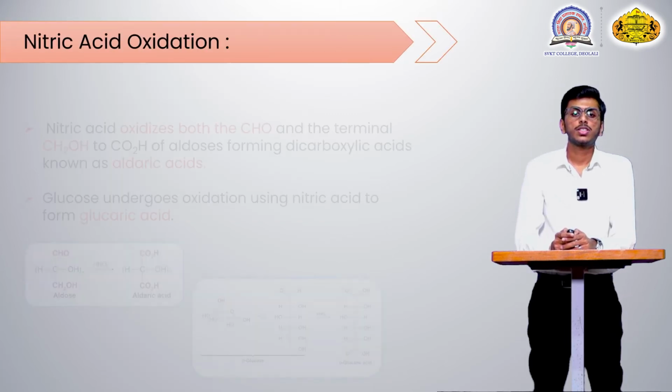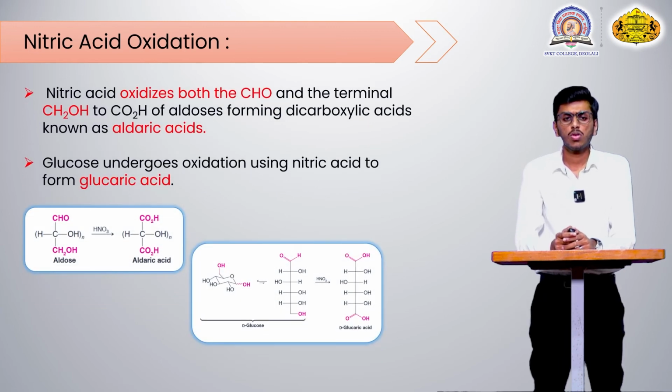Nitric acid oxidation. Nitric acid is a strong oxidizing agent. Nitric acid oxidizes both the CHO and the terminal CH2OH group of aldoses to carboxylic acid groups, forming a dicarboxylic acid with acid groups on both ends, which is known as aldaric acid. Glucose undergoes oxidation using nitric acid to form glucaric acid. We can see the general reaction as well as the glucose reaction in the image given below.